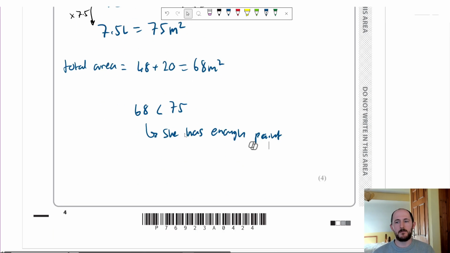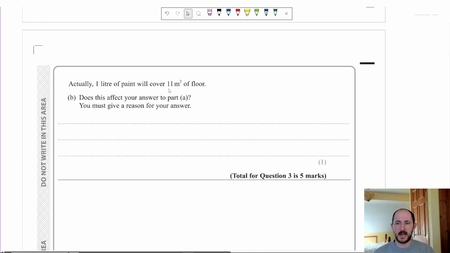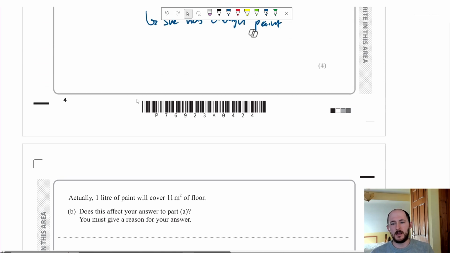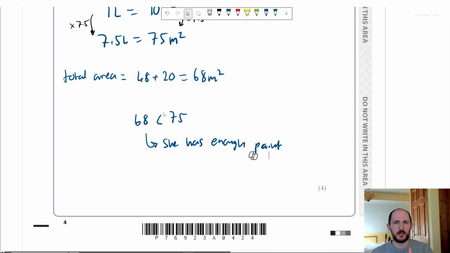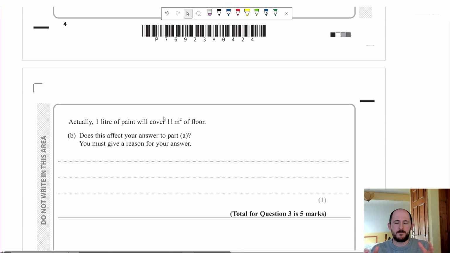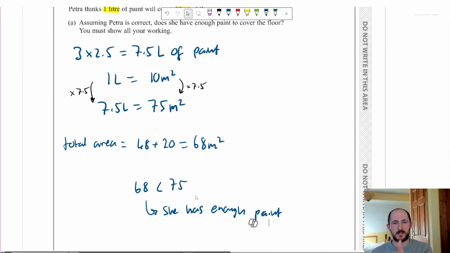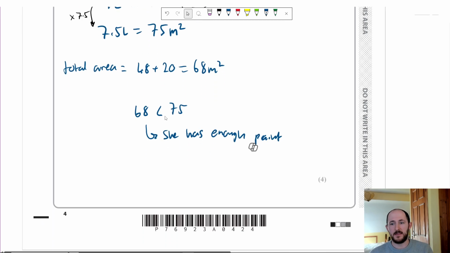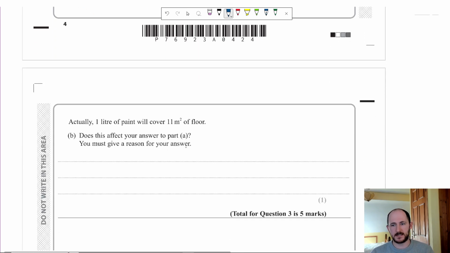Now that's part A. Part B says 1 litre actually covers 11 square metres. Does it affect your answer to part A? Now, here's another thing. When I see people answer this question, some students, where it says, does this affect your answer? They'll say, well, of course it does, because it changes what area she can cover. That's not the answer. What was the actual answer to this question? It wasn't 68. That's not the answer. It wasn't 75. The answer was yes, she has enough paint. So when they say, does it affect your answer? They're saying, does it change the fact that she has enough paint?